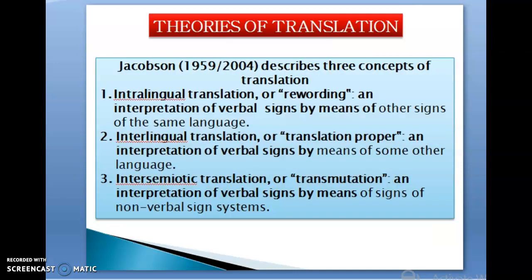Okay, now we continue to the concept of translation. Jakobson in 1959 described 3 concepts of translation. It is familiar until this year. 1. Intralingual translation, or rewording. Rewording is an interpretation of verbal signs by means of other signs of the same language. By the same language, it means that we make an interpretation, we make a rewording in the same language. Like Indonesian, we reword or summarize or interpret a certain statement, a certain form in the same language, like Indonesian to Indonesian.